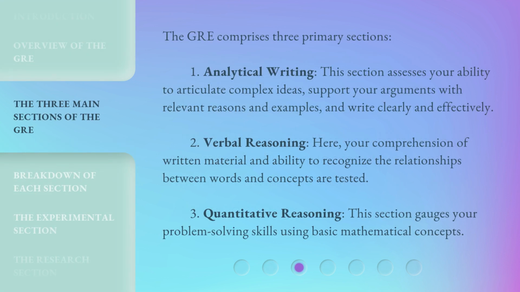The GRE comprises three primary sections. 1. Analytical writing. This section assesses your ability to articulate complex ideas, support your arguments with relevant reasons and examples, and write clearly and effectively. 2. Verbal reasoning. Here, your comprehension of written material and ability to recognize the relationships between words and concepts are tested. 3. Quantitative reasoning. This section gauges your problem-solving skills using basic mathematical concepts.